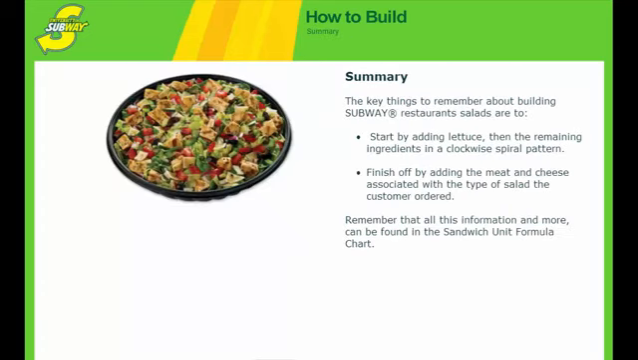Summary. The key things to remember about building Subway restaurant salads are to start by adding lettuce, then the remaining ingredients in a clockwise spiral pattern. Finish off by adding the meat and cheese associated with the type of salad the customer ordered. Remember that all of this information and more can be found in the sandwich unit formula chart.